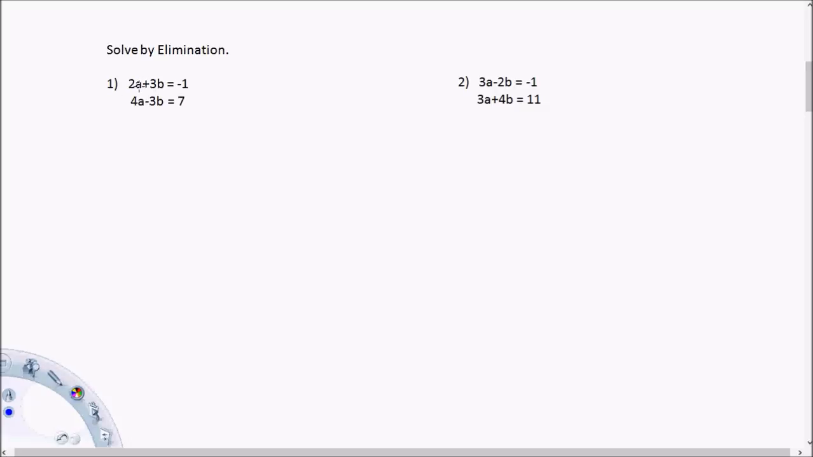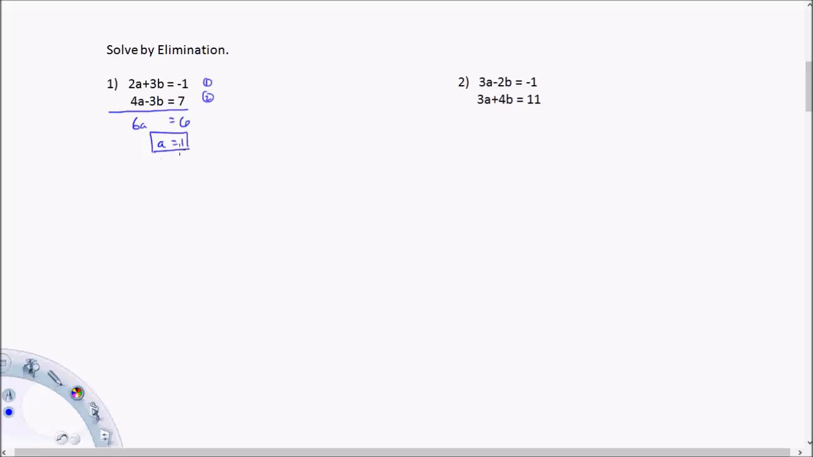So for question 1, we see that the coefficients of b are the exact same, just opposite signs. So if we added these two equations, equation 1 and equation 2, we would eliminate b. So we can do that right away. So let's add them. 2a plus 4a is 6a. If we add the b's, we end up with 0b, so we're just left with the 6a, equaling negative 1 plus 7, which is 6. If we divide both sides by 6, we find that a is equal to 1.